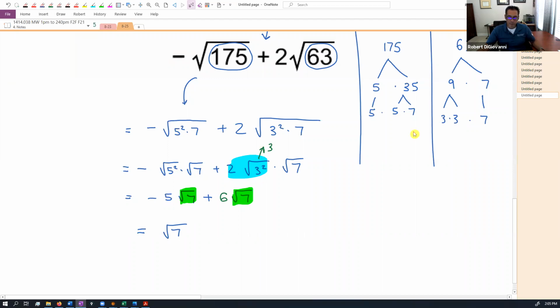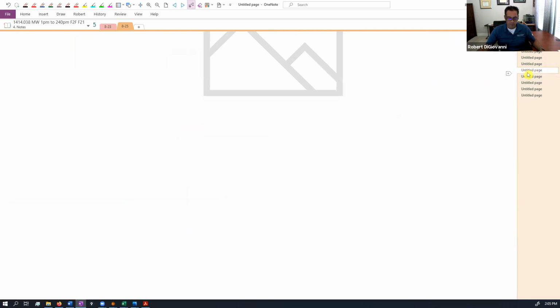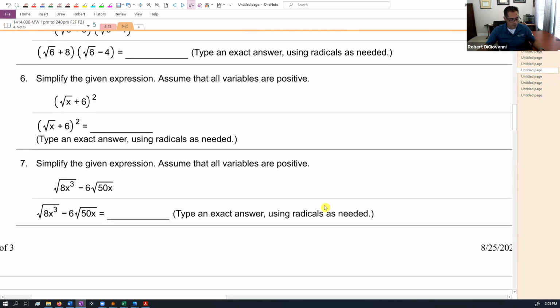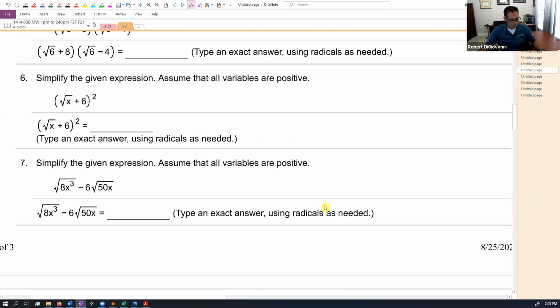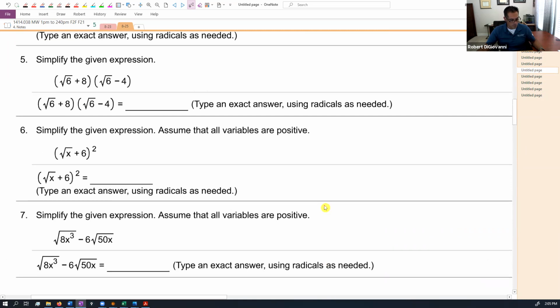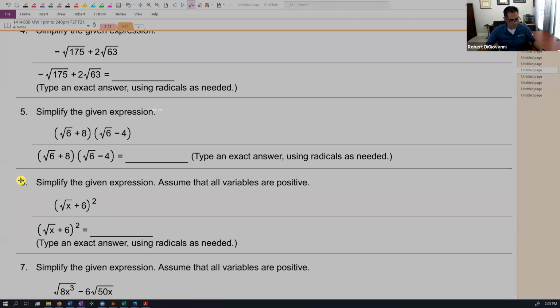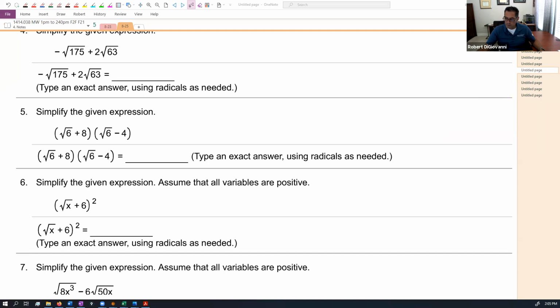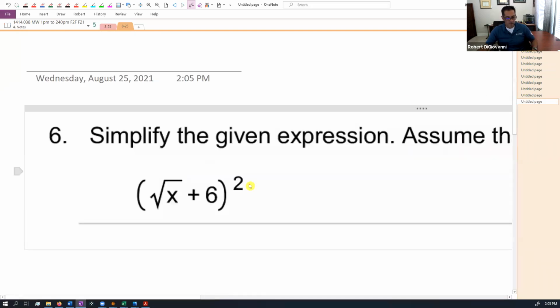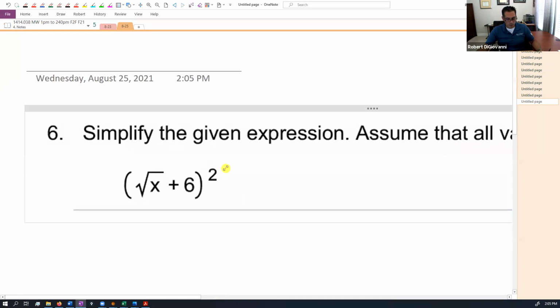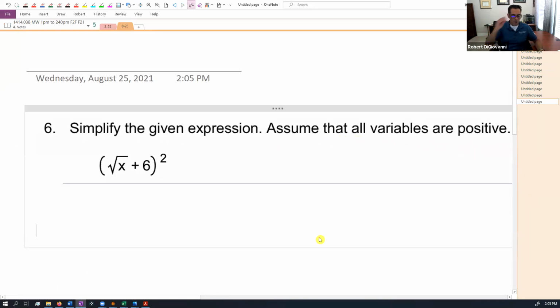Okay. Questions? Let's do this one. This will be the last one we do for this section. Simplify the given expression. So we want to take the square root of x plus 6 and we want to square it. Right? We want to square that.